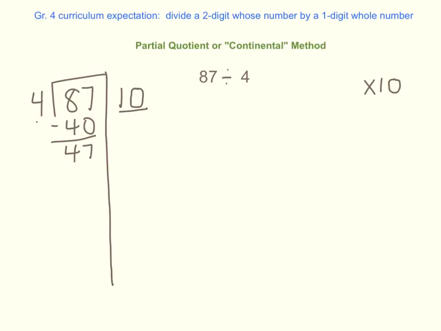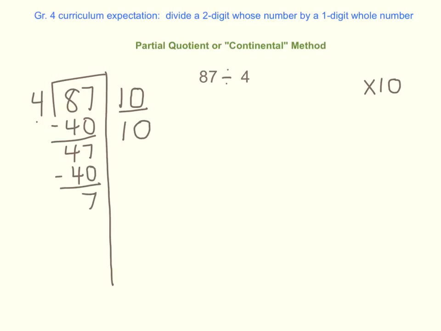I'm still pulling out groups of 4, and I see that because my number is higher than 40, I can pull 10 more groups out. I'm going to record those 10 groups that I'm taking out on this side, and then I'm going to actually take out 10 groups of 4, which is 40, on this side. That leaves me with 7.